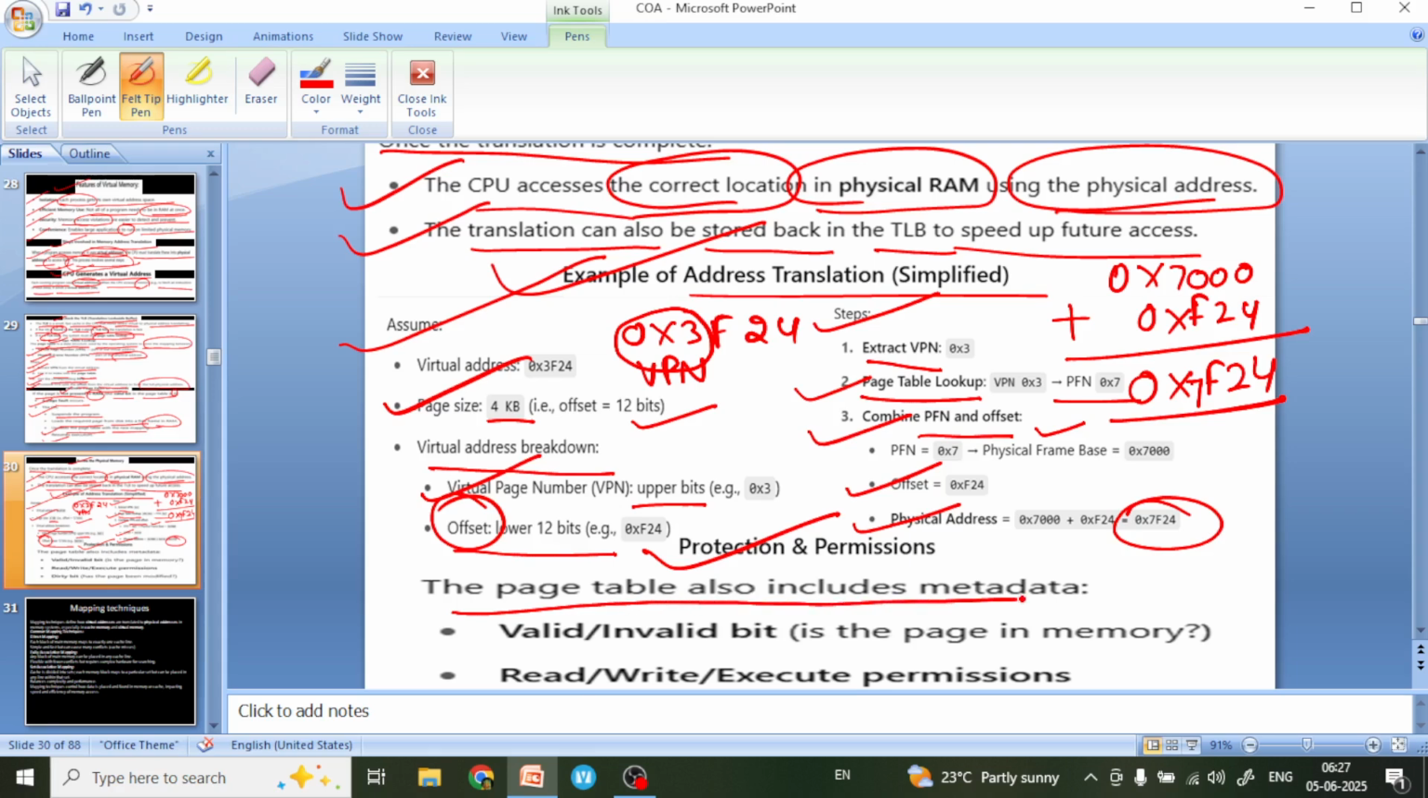Protection and permissions: the page table also includes metadata. The valid or invalid bit tells whether the page is in memory, and there are also read, write or execute permissions.